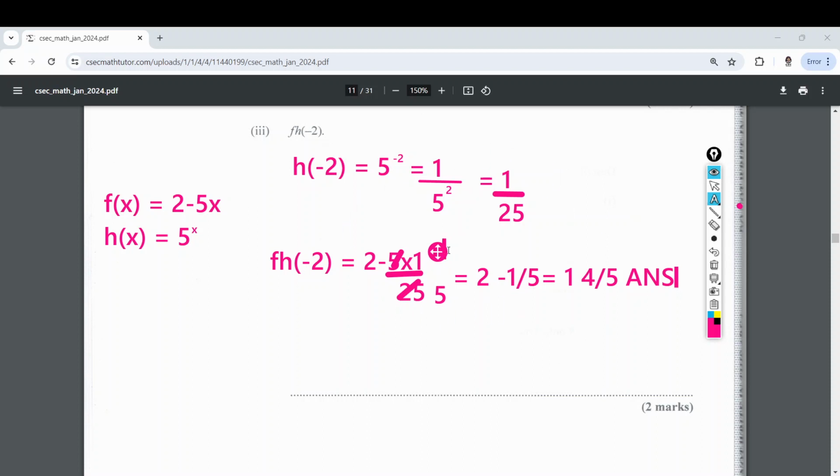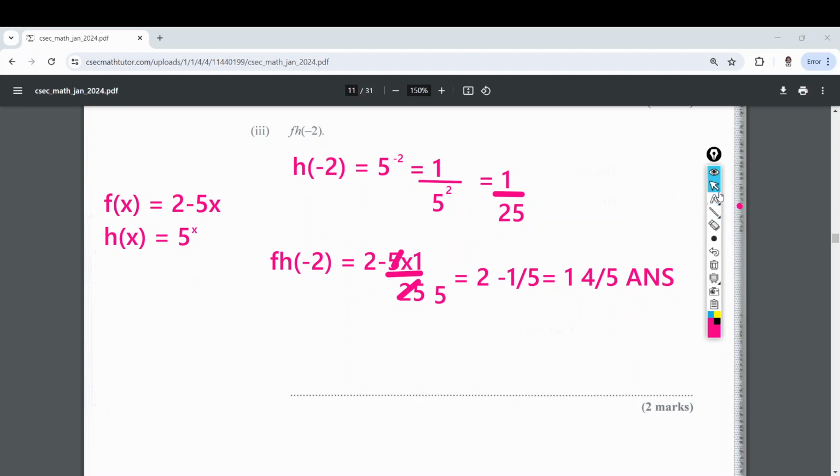Okay, so this is the easy way, guys. I think this is the easy way for the question. There's another way to do it, guys. You can find f of g of x first, but I think I'm just going to stick to the easy way, guys. Put the number in the first one, the one that's closest to the number, the h. So put minus 2 in the h first. Then the next thing is to put the 1 over 25 into the f of x.